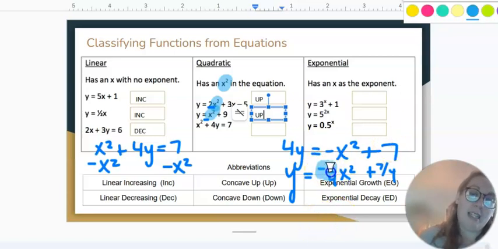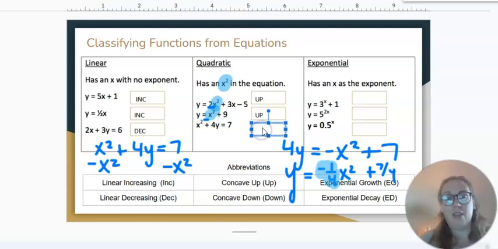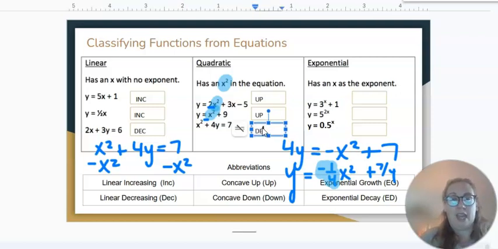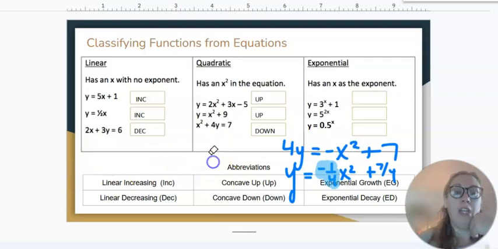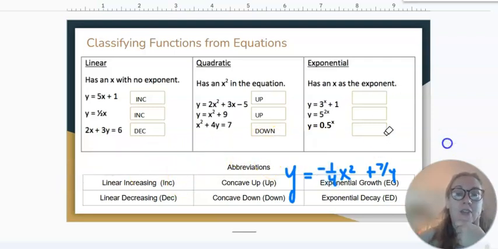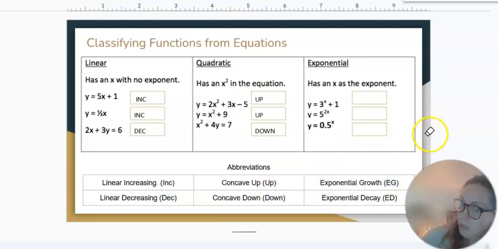So once this is isolated and y is all by itself, that number in front of x squared is negative. So that's going to be opening down. Just like with the linear function, we're looking right in front of the x. If it's positive, it's increasing, or opening up if it's quadratic. If it's negative, it's decreasing if it's linear, or opening down if it's quadratic.